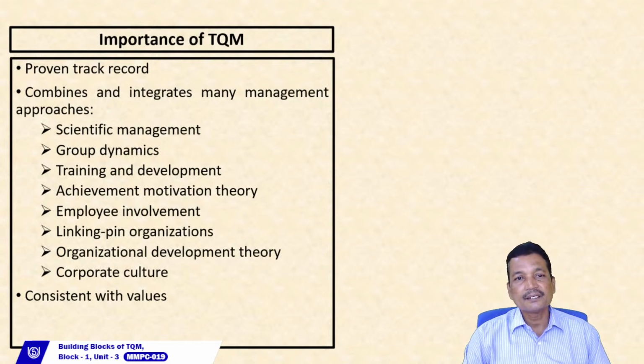Organizational development theory. It says that an organization can be developed if there is a particular vision. Here the vision is to make the organization a quality organization. How? Now by implementing the total quality management principle.